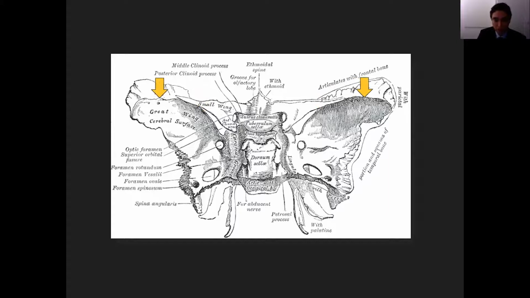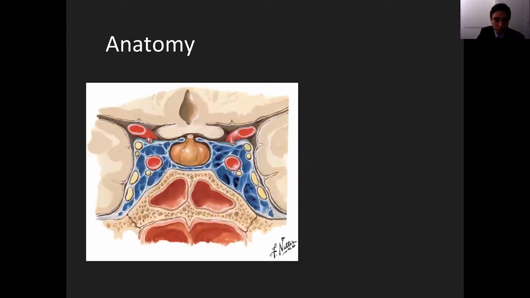Along the anterior and lateral surface, we have the greater wings of the sphenoid, and between the greater wings and the lesser wings, we have the superior orbital fissures, which carry many structures, among which we find the first division of the trigeminal nerve. The second division courses anteriorly through foramen rotundum, the third division through foramen ovale, and posteriorly we have the foramen spinosum with the middle meningeal artery.